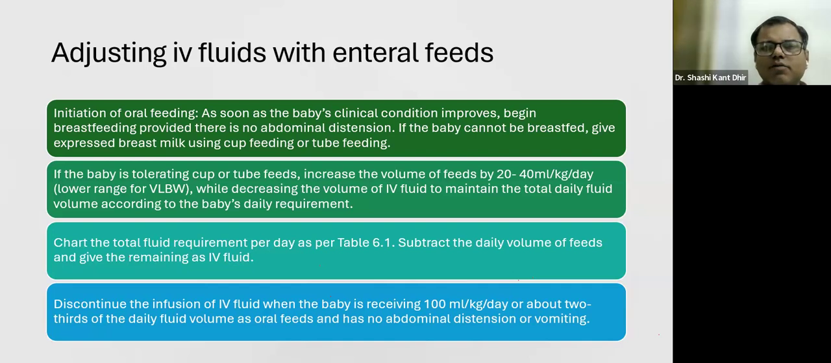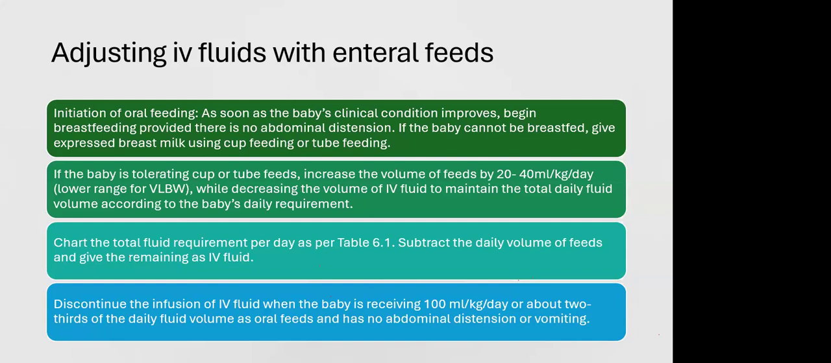And even if that is not possible, we have to give by OG feed. If the baby is tolerating tube feeds, then increase the volume by 20 to 40 ml per kg per day. And weight by weight, volume by volume replacement we do. So we keep on decreasing the fluids and we keep on increasing the total feeds. We gradually increase the feeds and decrease the IV fluids gradually.